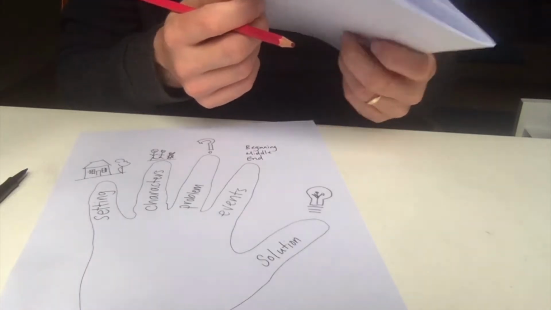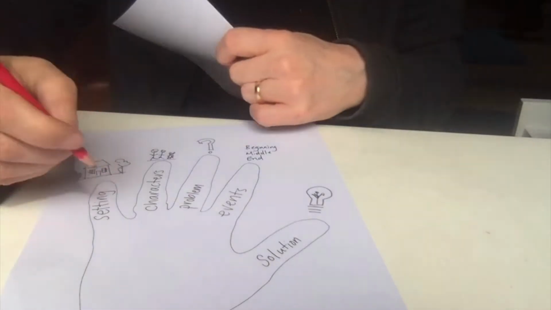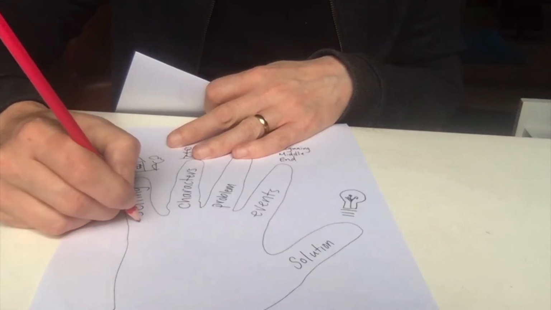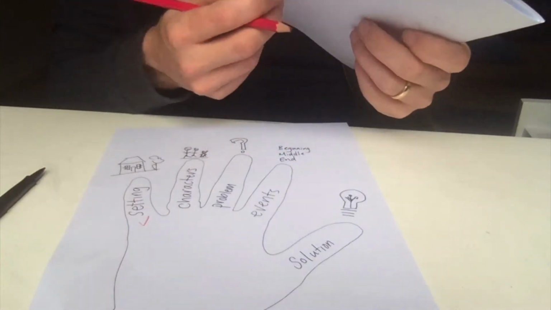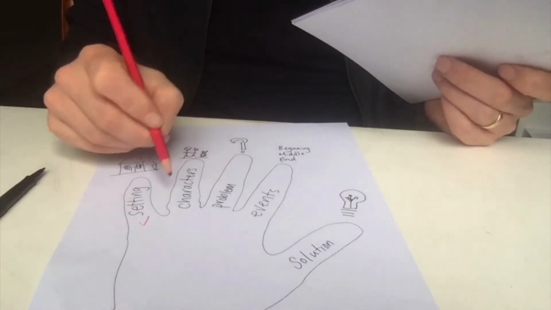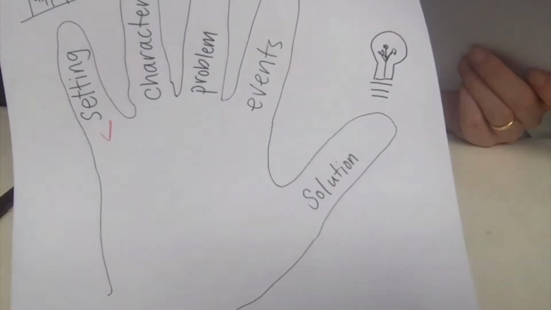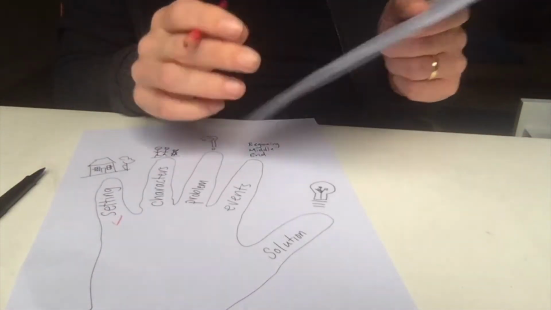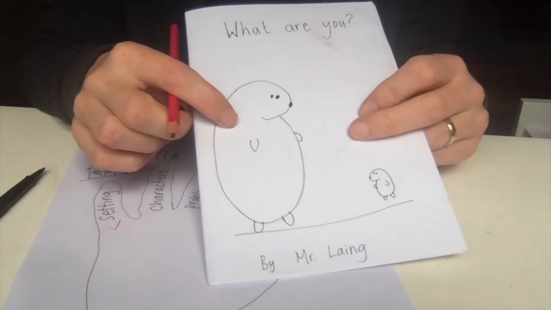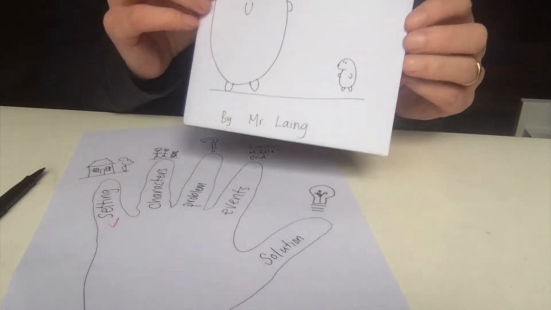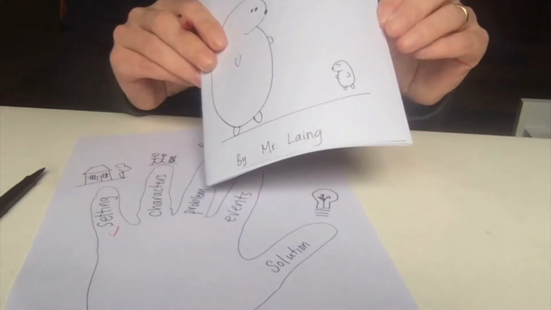Yep, they're in a park. So the setting for my one is they're in a park. Yes, I have a setting this time. So I'm going to check it off on my checklist. There we go. Do I have characters? Yes, I have this thing and this thing. We don't know what they are yet, but it tells you in the book. I don't want to spoil it.